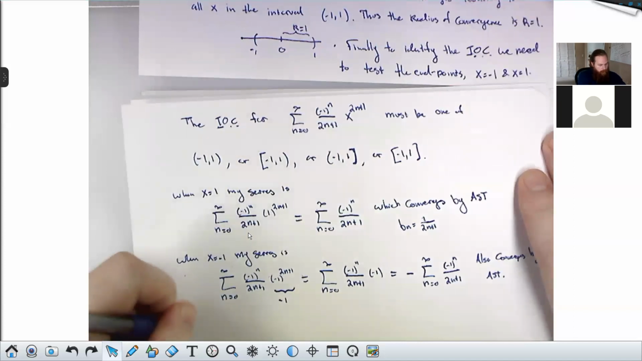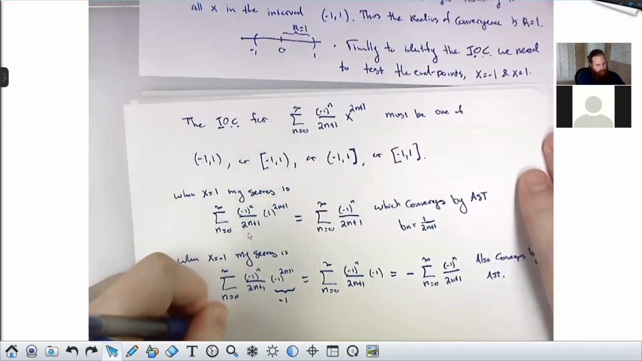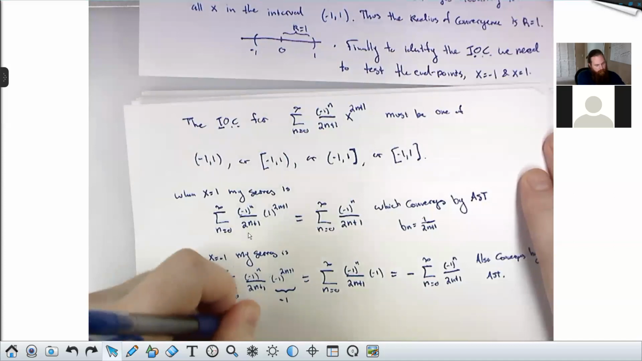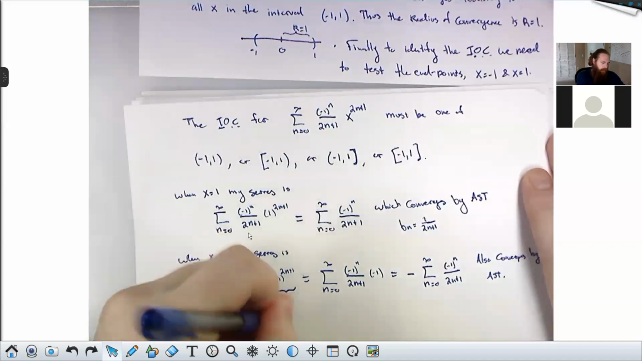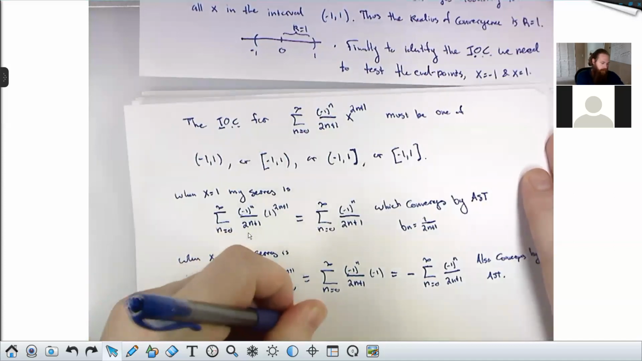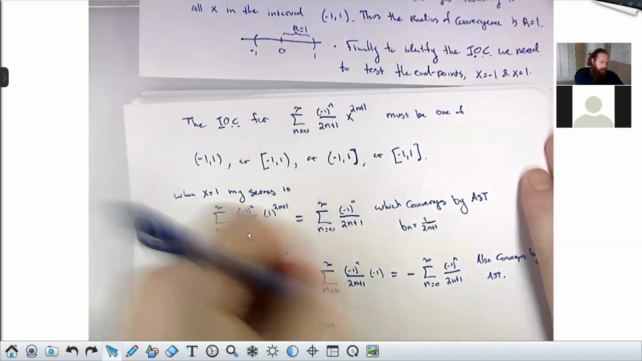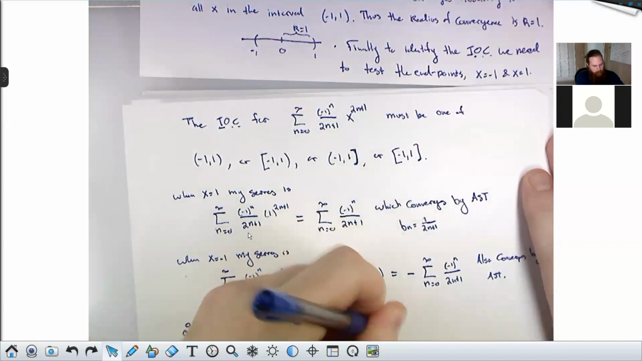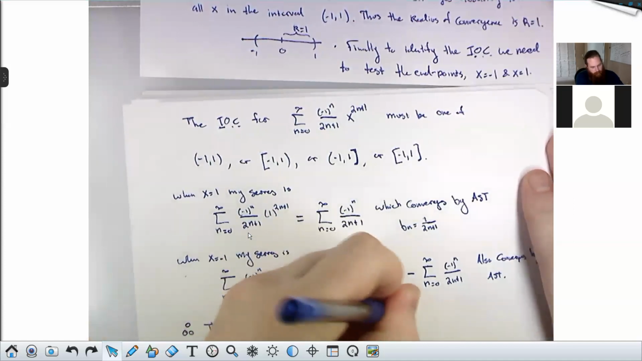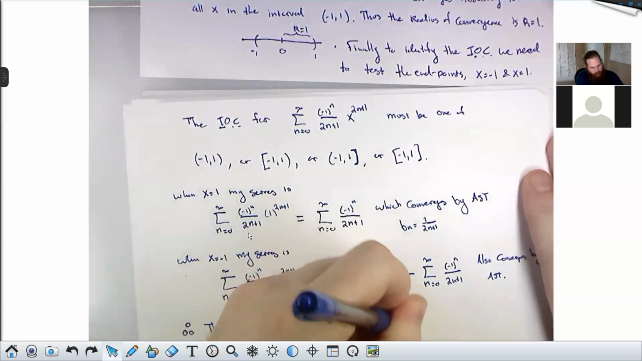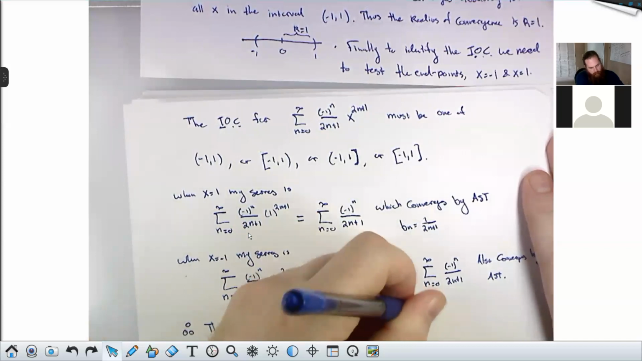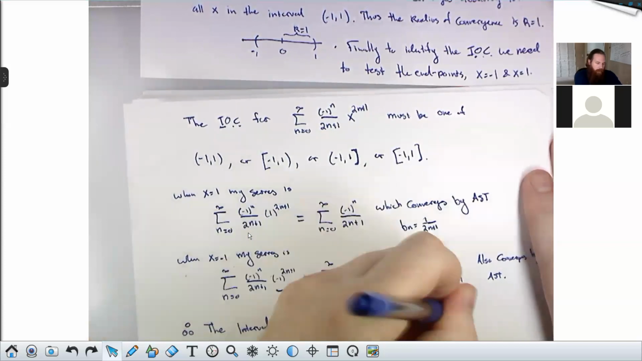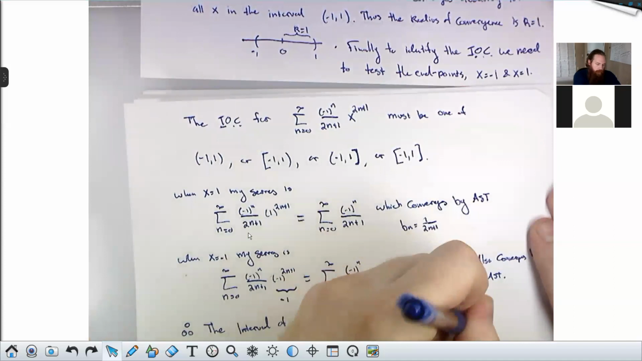Therefore, the IOC, the interval of convergence, for the sum from n from 0 to infinity of (-1)^n over 2n plus 1 times x^(2n+1), is the closed interval -1 to 1.